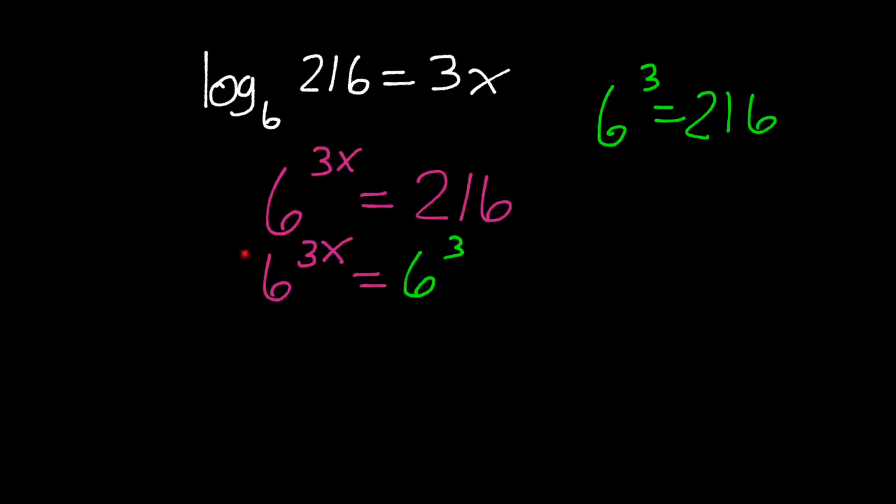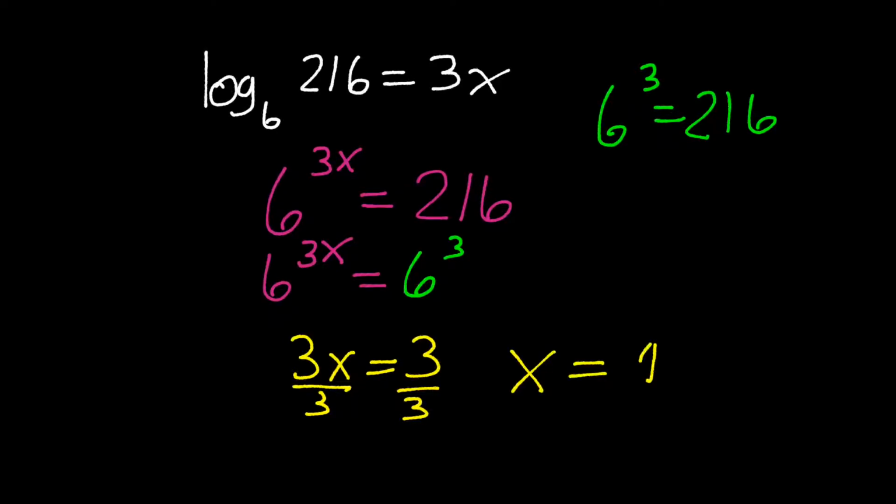Now I have the same base. I have a 6 here and a 6 there. So we take our exponents and set them equal to each other. 3x equals 3. And using a little bit of basic algebra, I'm going to divide by 3, and x ends up being 1. That is the answer to our problem. And it makes sense if I were to put it back into log form. Log base 6 of 216 is going to equal just 3. Alright, so our first method for solving these: take the log and rewrite it in exponential form.